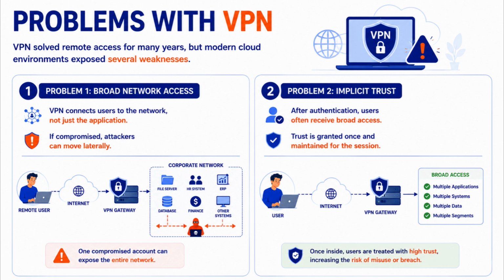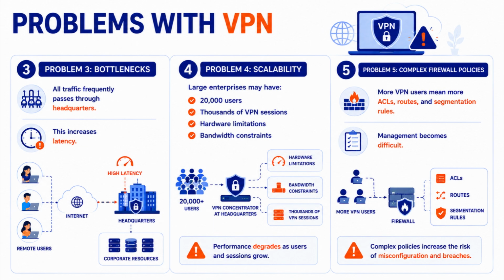Problem 1. Broad network access. VPN connects users to the network, not just the application. If compromised, attackers can move laterally. Problem 2. Implicit trust. After authentication, users often receive broad access. Trust is granted once and maintained for the session. Problem 3. Bottlenecks. All traffic frequently passes through headquarters. This increases latency. Problem 4.